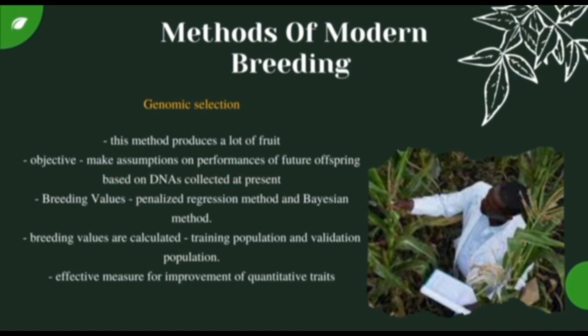Next is how to obtain breeding value. There are two methods that can be used, which are the penalized regression method and the Bayesian method. And the value can be calculated by using two datasets, which are the training population and the validation population. Next, genomic selection can act as an effective measure for improvement of quantitative traits. This can happen due to the increase in the price of phenotyping of crops.